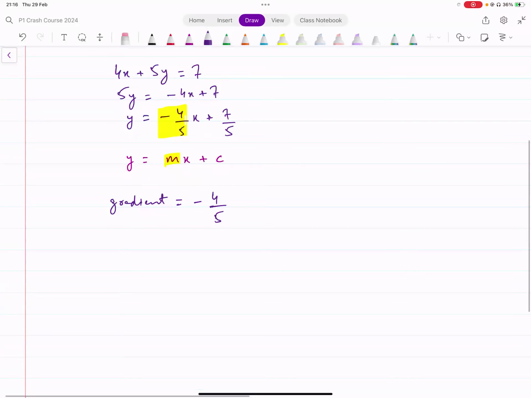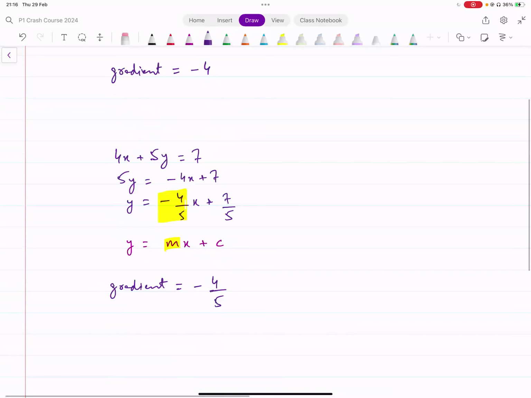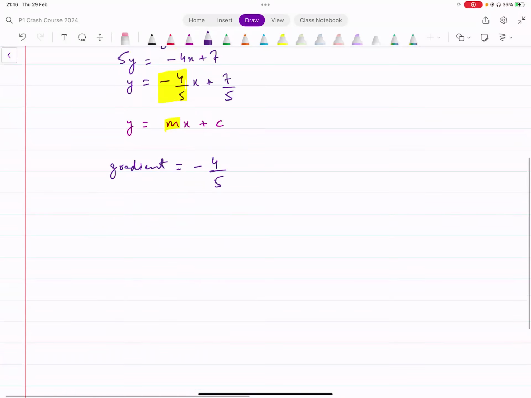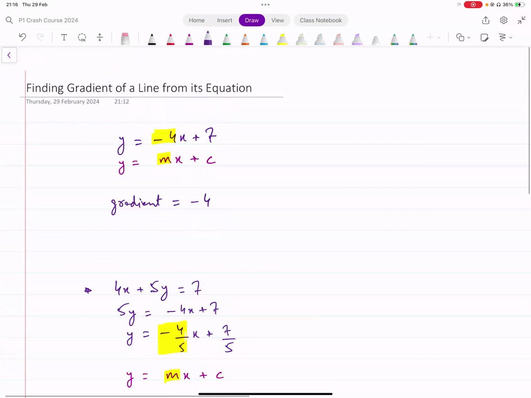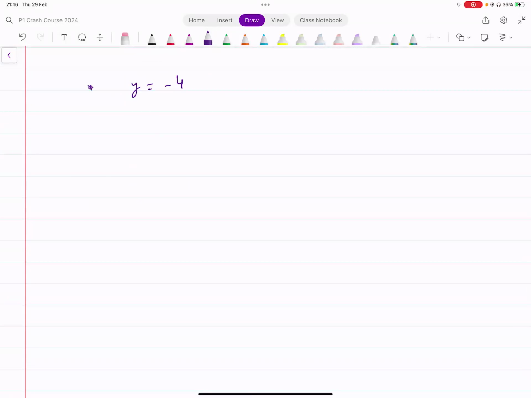Okay. All right. Now, what if you had a line like this? What if you had something like this? y equals minus 4. What's the gradient of this line? y equals minus 4. What kind of a line is it? Is the gradient minus 4?